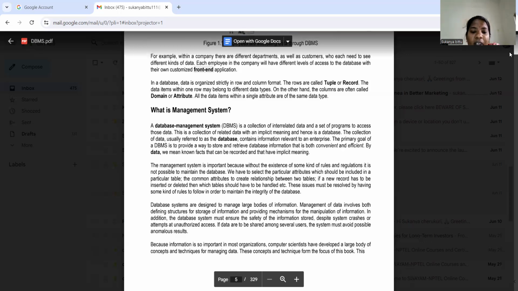So database systems are designed to manage large bodies of information. Management of the data involves both defining structures for storage of information and providing mechanisms for the manipulation of information. In addition, the database system must ensure the safety of the information stored, despite system crashes or attempts at unauthorized access. If the data is to be shared among several users, the system must avoid possible anomalous results.